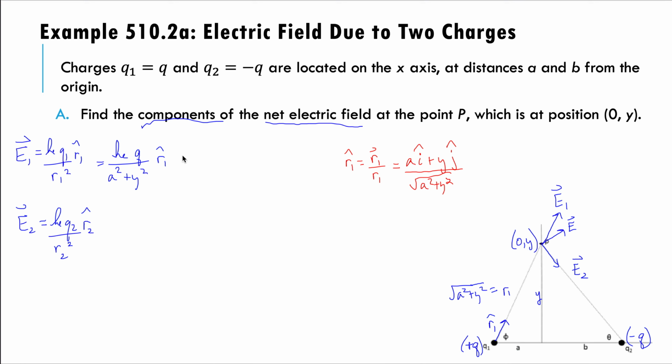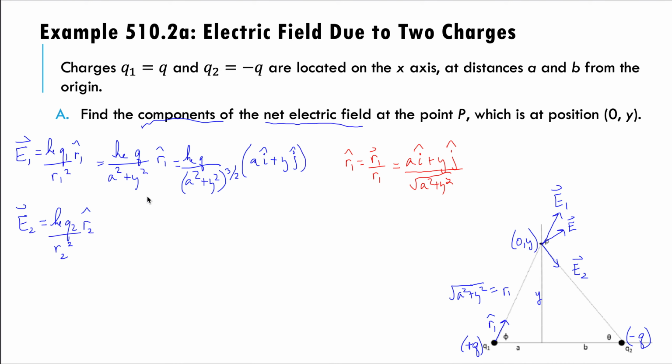We can go ahead and plug it in here. We're going to have k_e Q, and then in the denominator, since we have a squared plus y squared times the square root of a squared plus y squared, we can write that as a squared plus y squared to the 3/2. Then we're going to multiply all of this by a in the i direction plus y in the j direction.